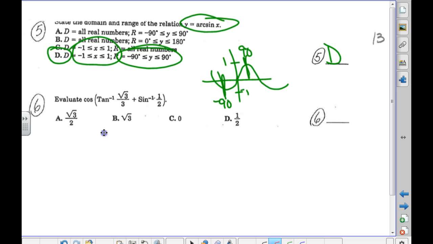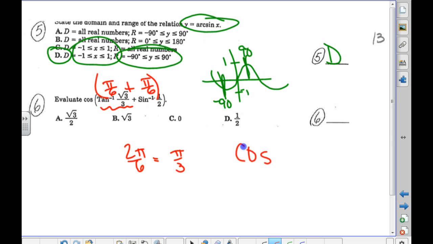All right, where is the tangent square root of 3 over 3? Positive square root of 3 over 3. Where's the sine positive 1/2? 5 over 6. What is pi over 6 plus pi over 6? Pi over 3. 2 pi over 6 is pi over 3. So then it wants, what is the cosine at pi over 3?